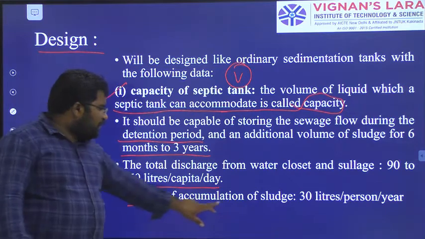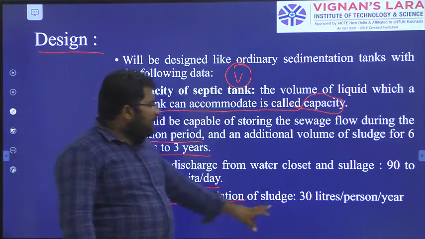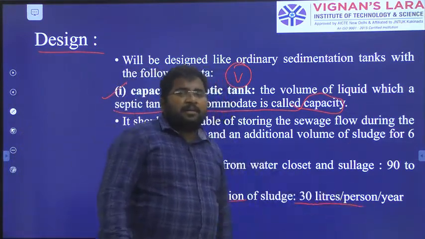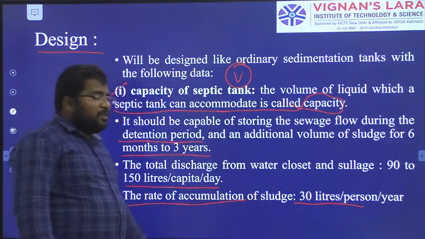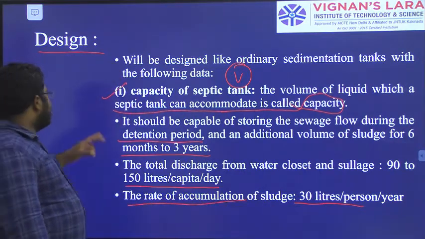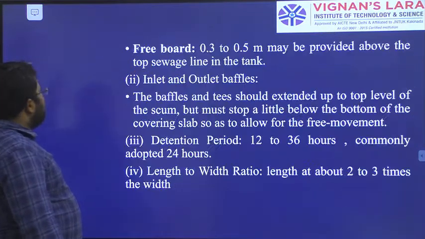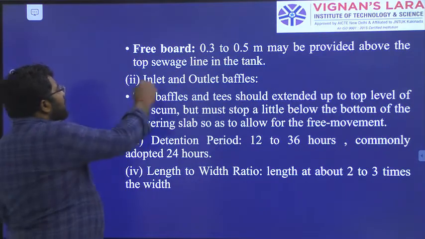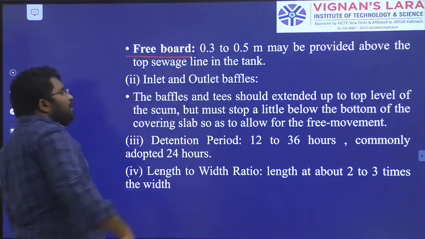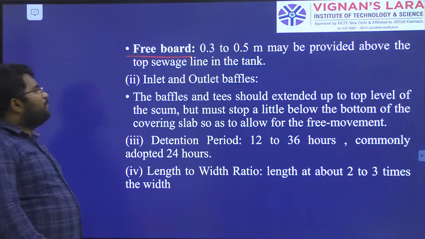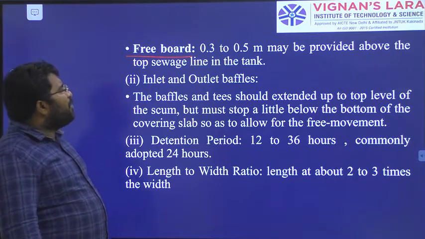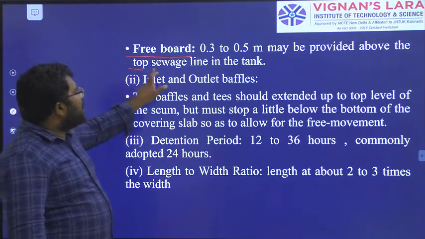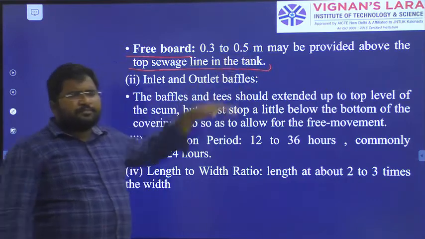The rate of accumulation of sludge is 30 liters per person per year. You can see it is a very small amount, only 30 liters per person per year. Next, we are going to provide a freeboard at the top for the accumulation of scum. So 0.3 to 0.5 meters may be provided above the top sewage line in the tank.